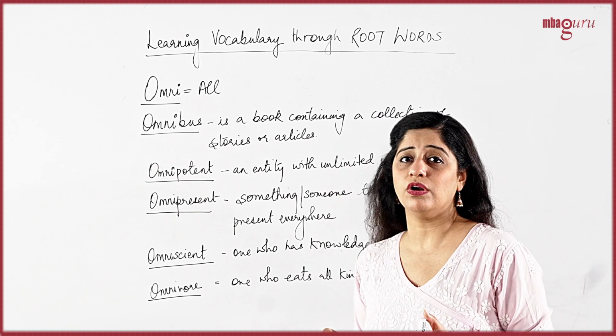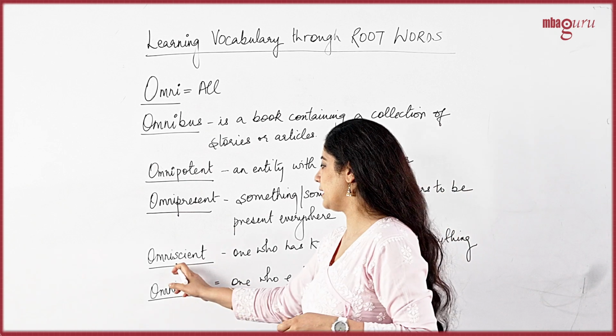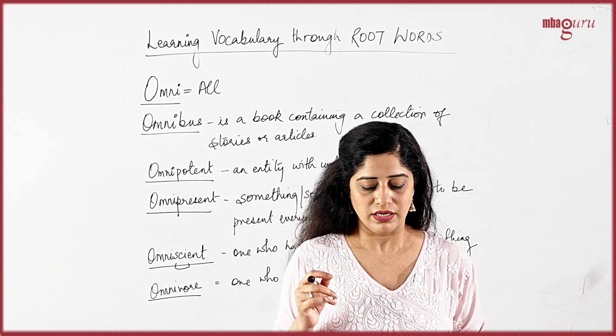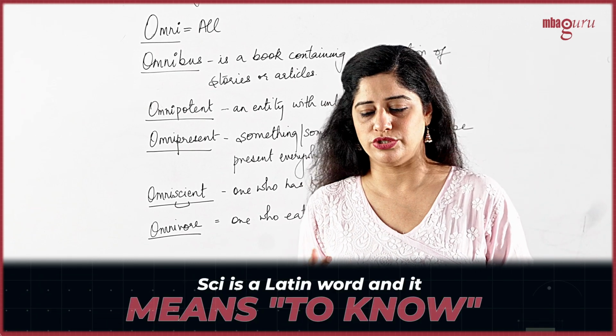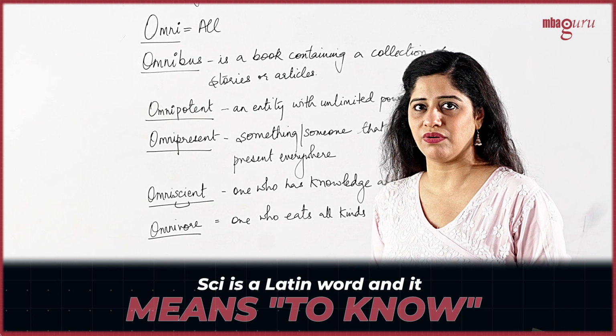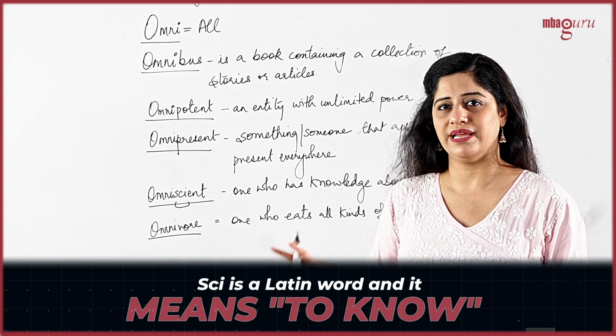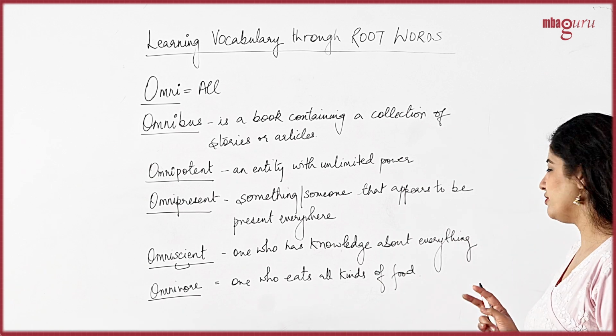Then I have a word called omniscient. Now, there's another root word. We'll cover it sometime later in detail. SCI is the root word for knowledge. जैसे science होती है ना, knowledge about everything. तो omniscient इंसान कौन है? Omni means all. SCI is knowledge. Omniscient is one who has knowledge about everything.